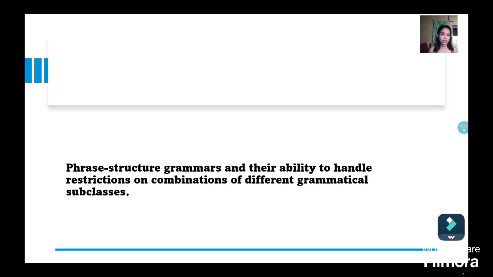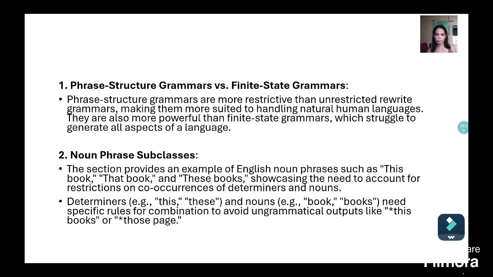Now, let's proceed to phrase structure grammars and their ability to handle restriction on combination of different grammatical subclasses. First is the phrase structure grammar versus the finite state grammar. Phrase structure grammars are more restrictive than unrestricted rewrite grammar, making them more suited to handling natural human languages. They are also more powerful than finite state grammar, which struggles to generate all aspects of a language.